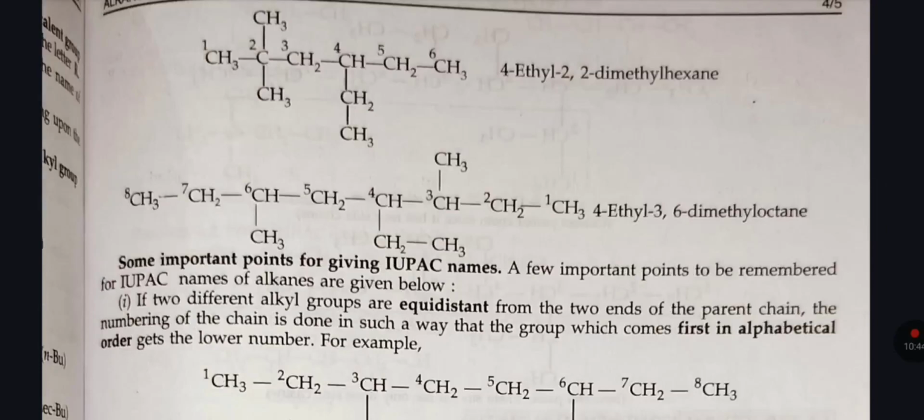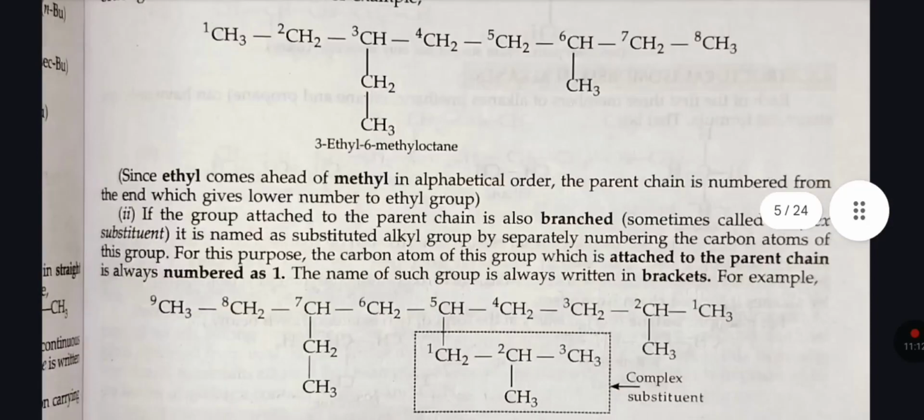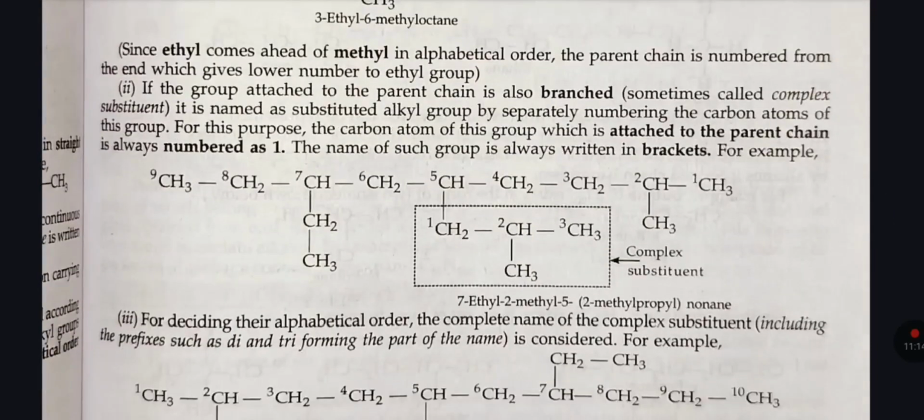Some important points for giving IUPAC names. A few important points to be remembered for the IUPAC name of alkanes are given below. First, if two different alkyl groups are equidistant from the two ends of the parent chain, the numbering of the chain is done in such a way that the group which comes first in alphabetical order gets the lowest number. For example, 3-ethyl-6-methyloctane. Since ethyl comes ahead of methyl in alphabetical order, the parent chain is numbered from the end which gives the lowest number to the ethyl group.